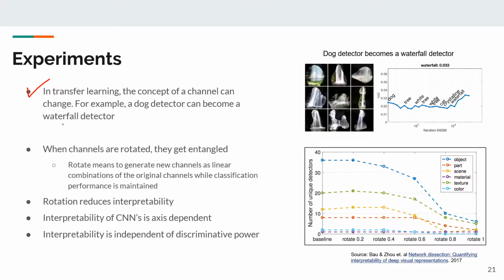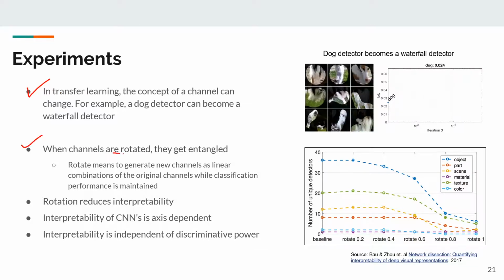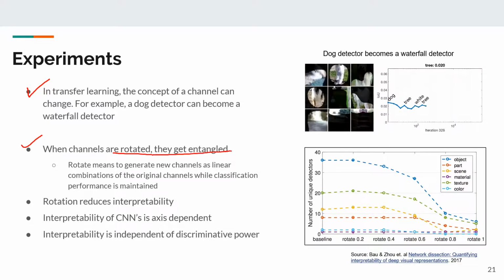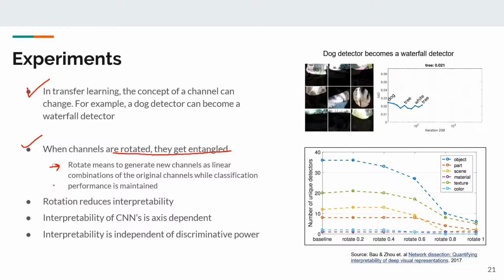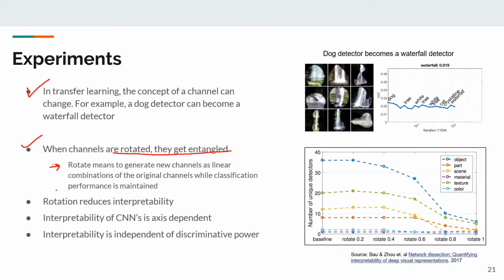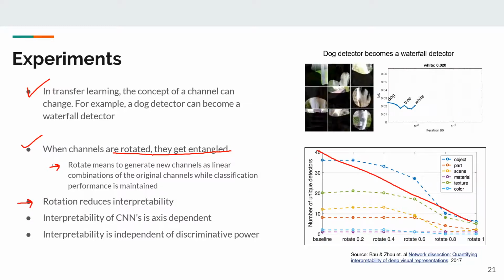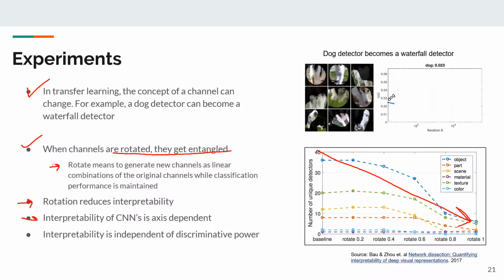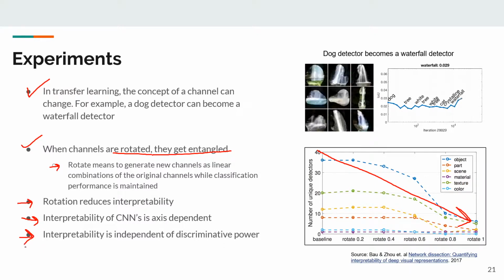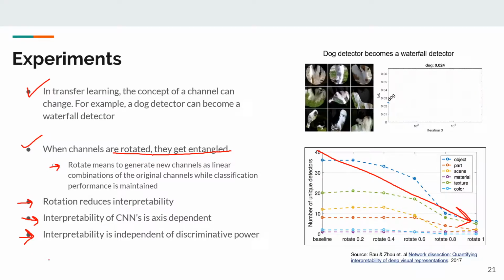Finally, the authors experimented with rotating the channels and found that channels got entangled. Rotate means to generate new channels as linear combinations of the original channels while classification performance is maintained. They conclude that rotation reduces interpretability because the number of unique detectors is reduced as the channels are rotated. This also means that interpretability of convolutional neural networks is axis dependent and that interpretability is independent of discriminative power.